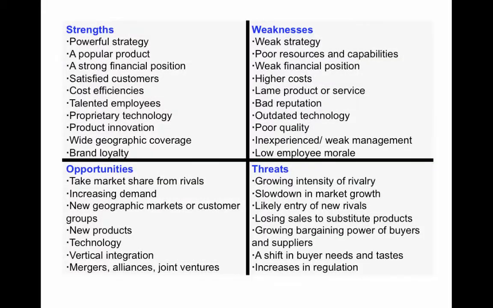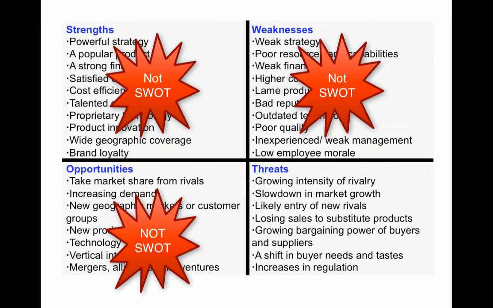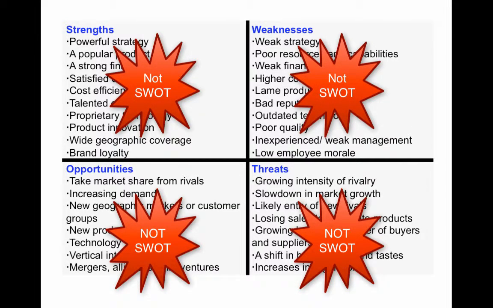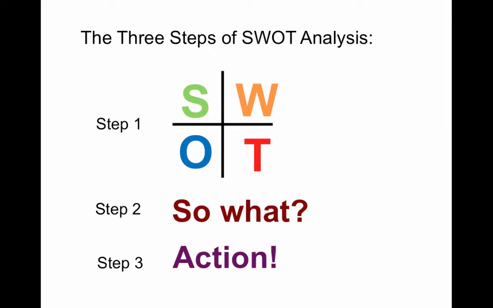So this might be what the four SWOT lists look like when looked at together in a table. It is important to note that a SWOT analysis is not just the creation of four lists. So remember the three steps of a SWOT analysis: step 1, coming up with the four lists, which we've done; step 2, the so what, the implications; step 3, making recommendations.